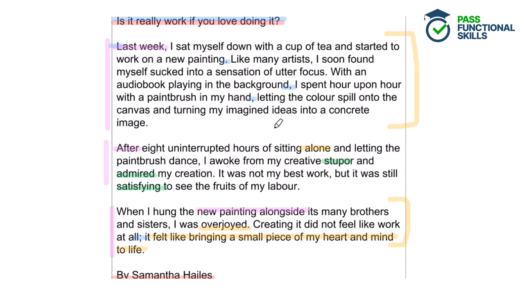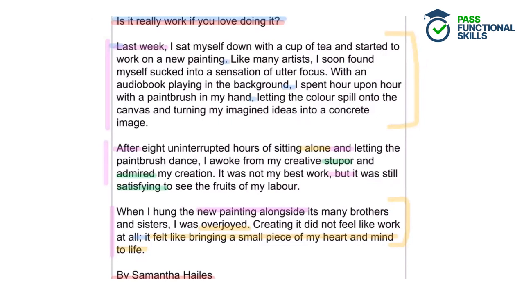So for example, we've got the connective "but" here to create sort of a contrast. So we've got, "it was not my best work, but it was still satisfying to see the fruits of my labour." We also have an "and" here to add some additional information to the sentences. So "they have been sitting alone and they've been painting." So try to add connected words in your own answer and try to make sure that you are writing in a really logical way, with each paragraph flowing on from the previous one.